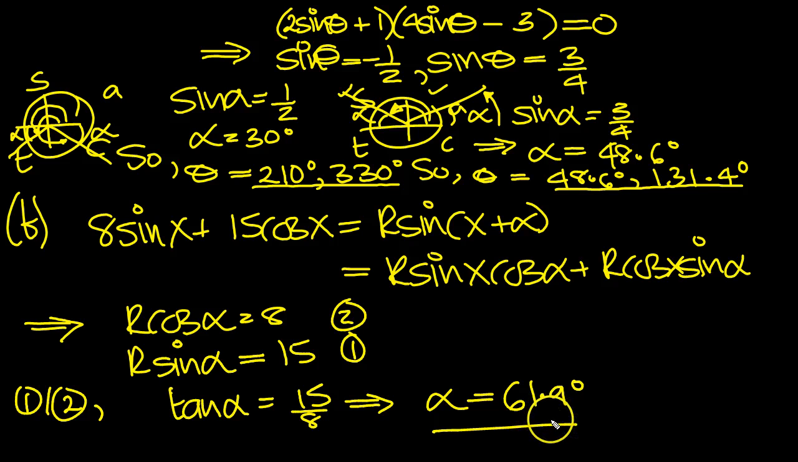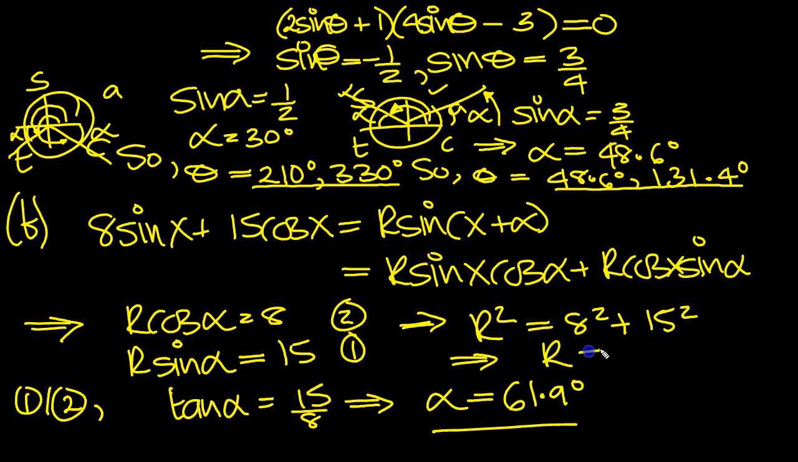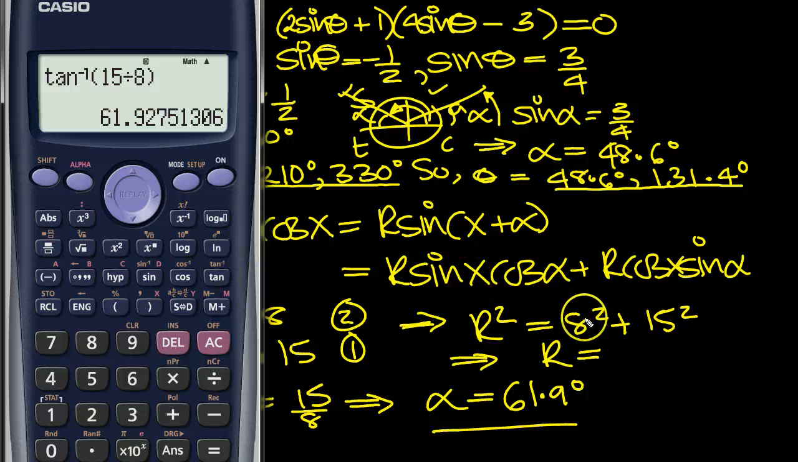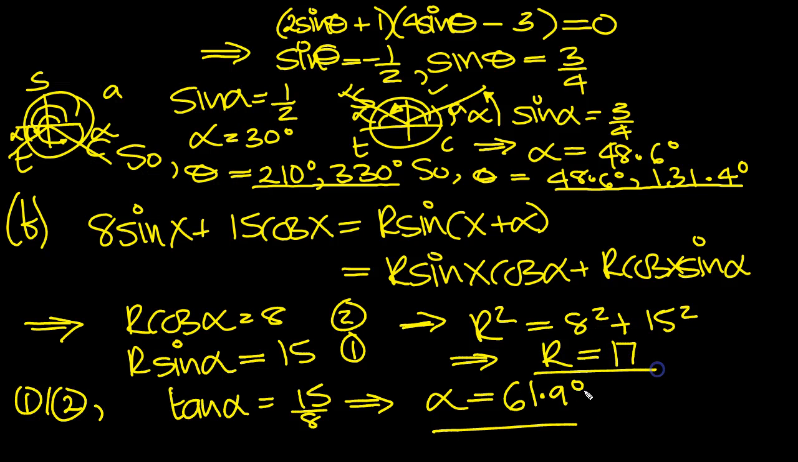So there's alpha. And also, let's just square this, and we get r squared, because sine squared plus cos squared is 1, equal to 8 squared plus 15 squared. So that will tell us what r is. Let's get our calculator: 8 squared plus 15 squared equals, and then we do the square root, which will be 17. So there's r, and there's alpha.